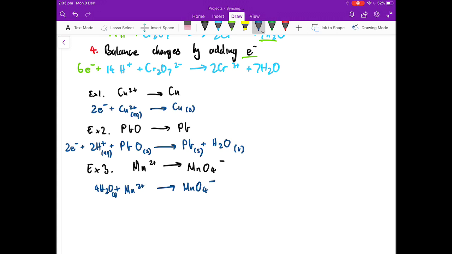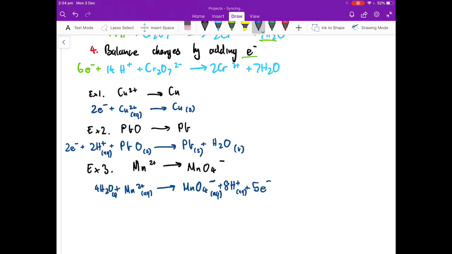Then we're going to have to balance our hydrogens. So we'll have to add 8H plus on this side. And finally, we'll balance our charges. We've got a positive 2 on the left hand side, and it looks like we've got a positive 7 on the right hand side. So we'll add a total of 5e minus on this side. And that is going to be our half equation for this case.